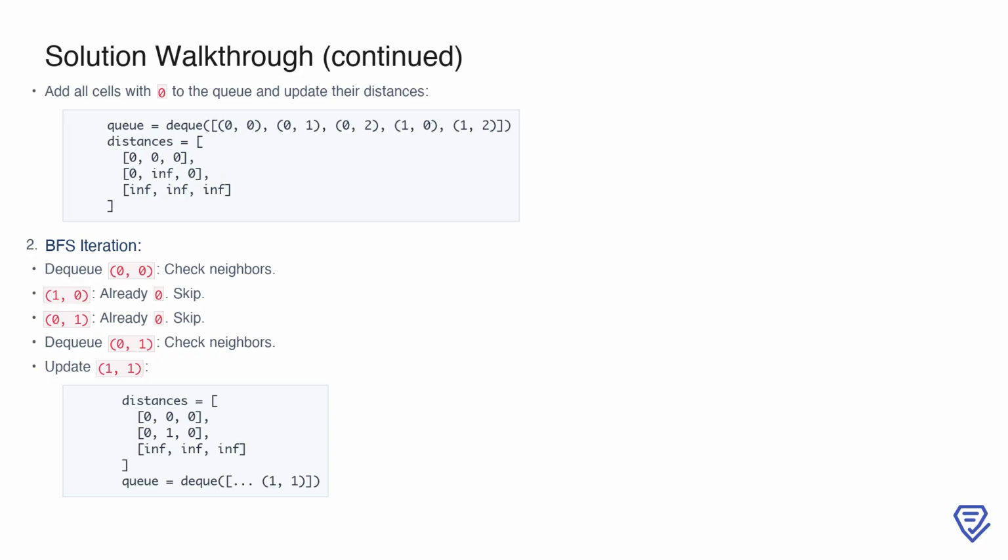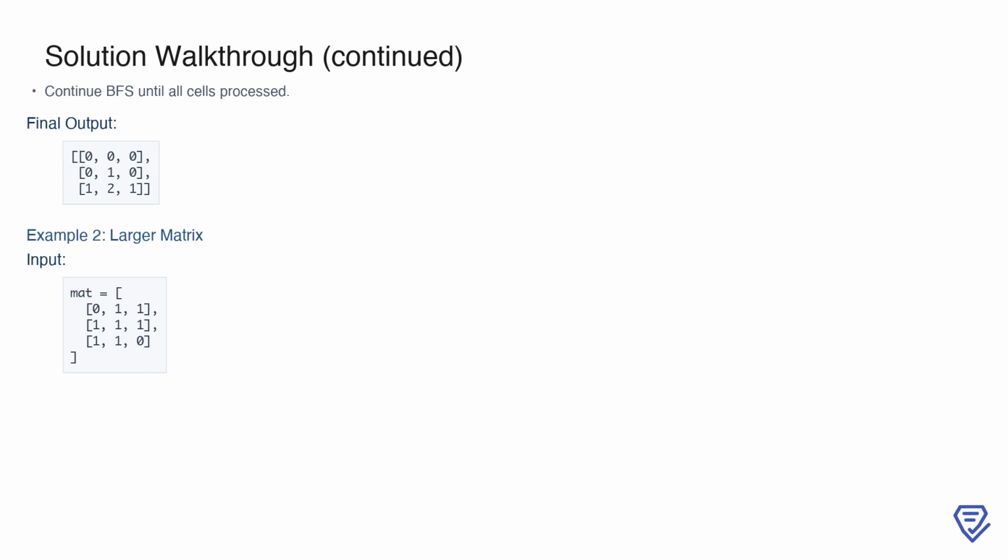We dequeue the first cell, (0,0), and check its neighbors. Since all of its neighbors are either zeros or already processed, no changes are made. Similarly, for the next cell, (0,1), we find that one of its neighbors, (1,1), is updated because it previously had an infinite distance. The updated distances matrix reflects this change, and the cell (1,1) is added to the queue for further processing. The BFS continues iteratively until all cells have been processed.